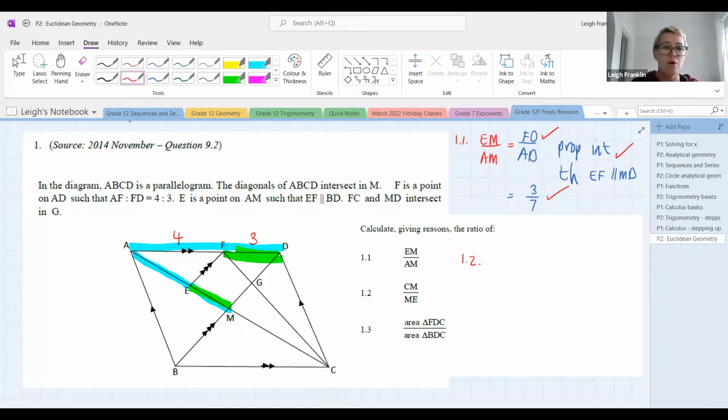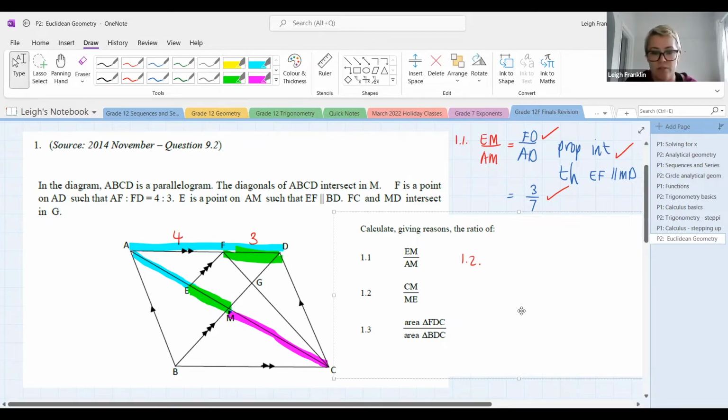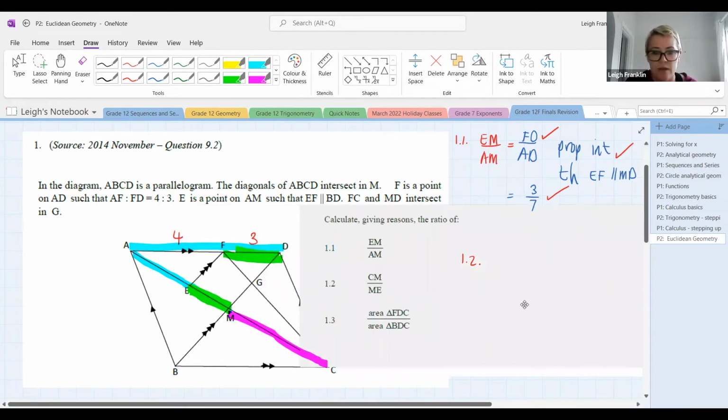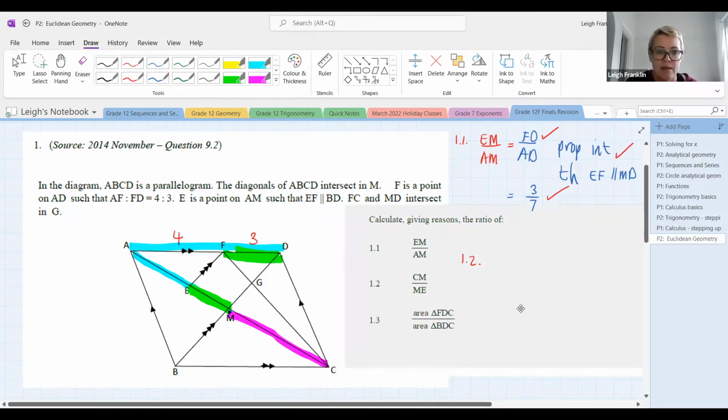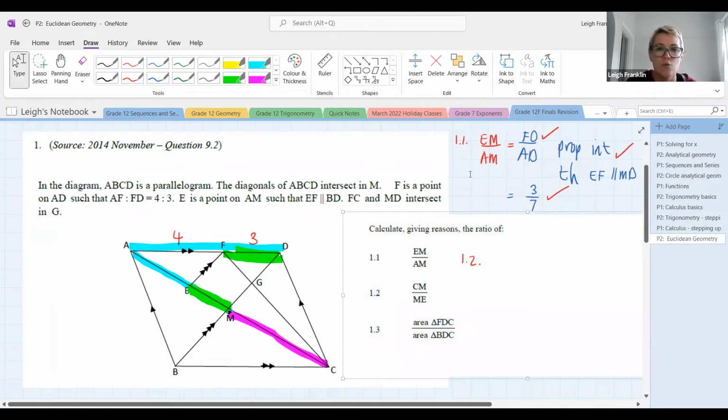The next question, CM over ME. So here is CM. I'm going to highlight it in a different color. There's CM, and then ME is the green bit. So CM over ME. And again, I think this was out of 3 marks. Let's just have a quick squeeze. Yes, also out of 3 marks.